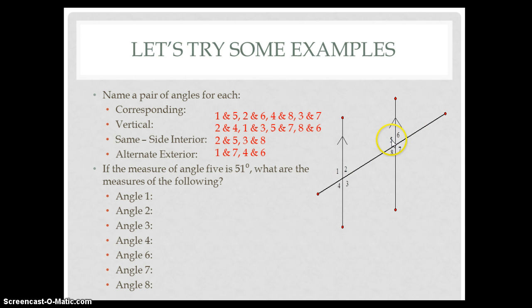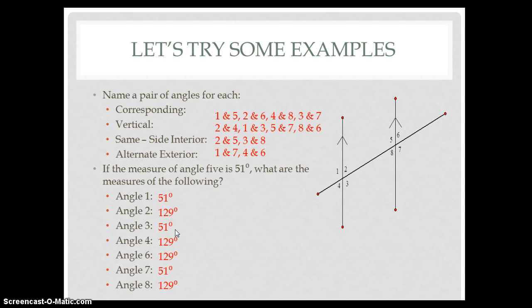Now, if angle 5 is 51, there's a couple things we can note. 5 and 1 are corresponding, and because we have the corresponding angles theorem, we know that they're congruent. So 1 would be 51. Angle 2 and angle 5 are supplementary. They're same side interior angles. So 180 minus 51 would be 129. Angle 3 and angle 5 are alternate interior angles, and they're congruent, so angle 3 would be 51.